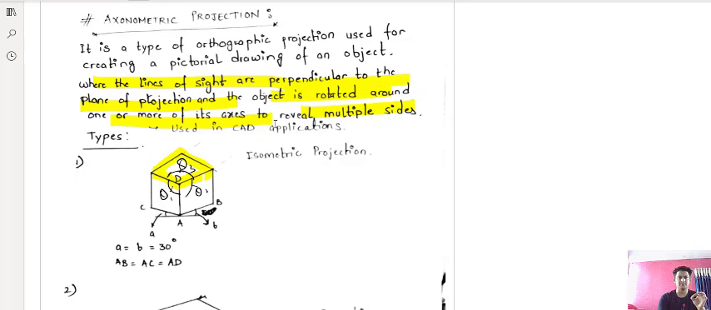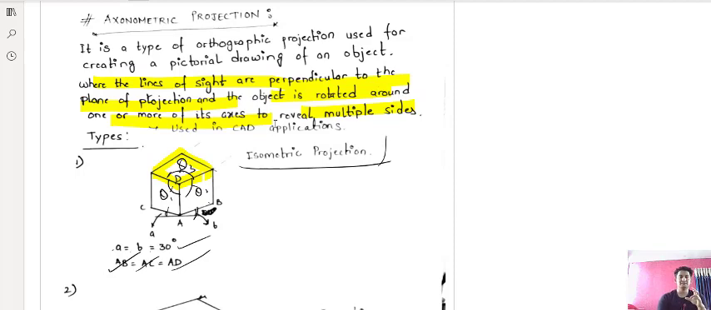Suppose this is the diagram, this angle is B, this is A, and the lengths are AB, AC and AD. So when AB equals AC equals AD, and angle A equals angle B equals 30 degrees, it is known as isometric projection.